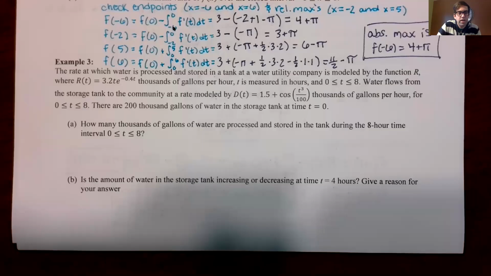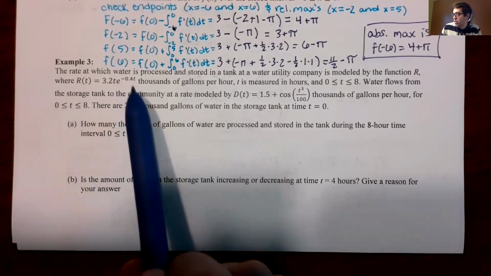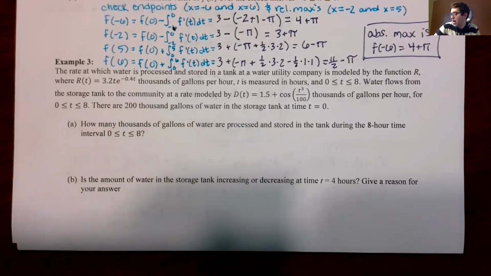All right, let's move to example 3. The rate at which water is processed and stored in a tank at a water utility company is modeled by the function R, given here, in units of thousands of gallons per hour, and t is measured in hours, with 0 less than or equal to t less than or equal to 8. Water flows from the storage tank to the community at a rate modeled by D of t. There are 200,000 gallons of water in the storage tank at time t equals 0. Part A: how many thousands of gallons of water are processed and stored in the tank during the 8-hour time interval from 0 to 8?